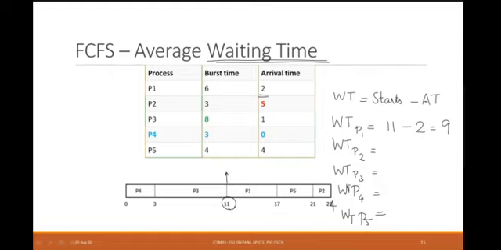Okay, I have got one answer. Very good. And find out average. Average is nothing but I am going to sum up all the waiting times divided by the total number of processes. Okay.